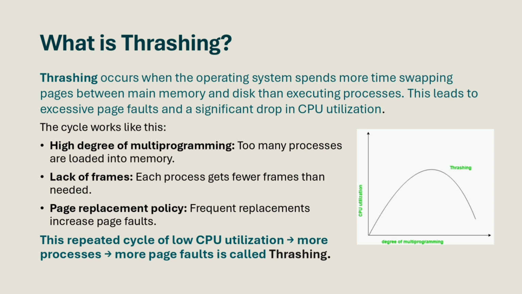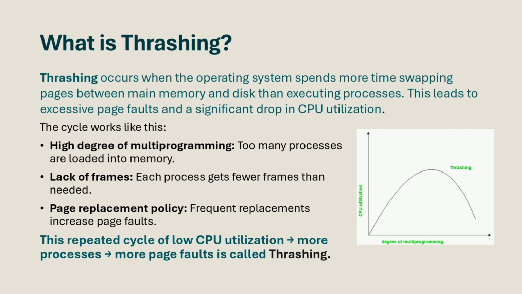So why does this occur? Take a look at the figure given. Here you can see a graph between degree of multiprogramming and CPU utilization. At one point it is increasing, and when it reaches a certain point, it becomes too much and then thrashing occurs. So in the cycle, when too many processes are loaded into the memory, that means it has reached a point of high degree of multiprogramming, and this leads to lack of frames.